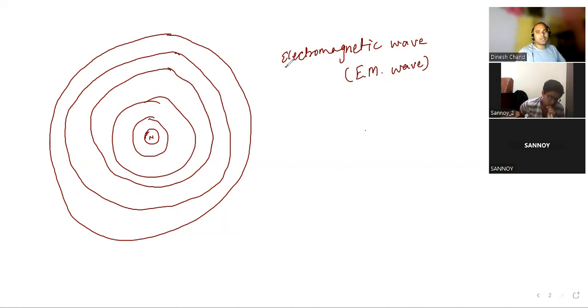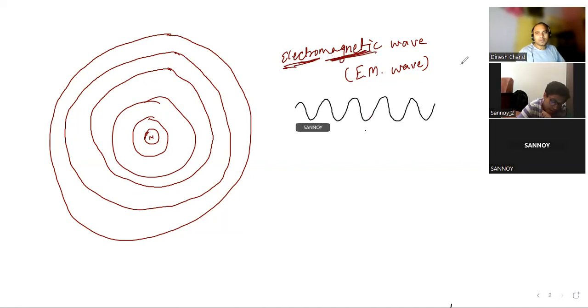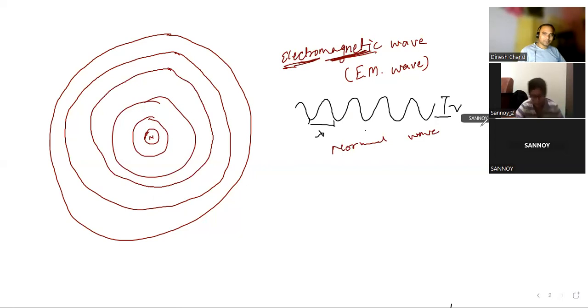See, two terms are there, no? Electromagnetic waves will be waves of this form, and they will be normal waves. They will have some wavelength and some frequency also. And they go perpendicular to the direction of their propagation. Like if this is the direction of their propagation, they will go this side. And another thing is that we can divide this into two components.